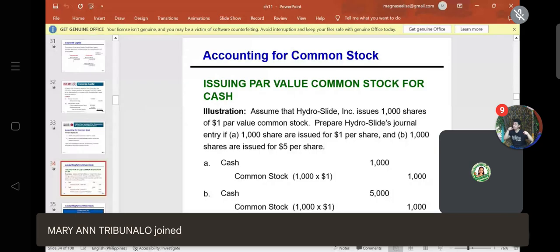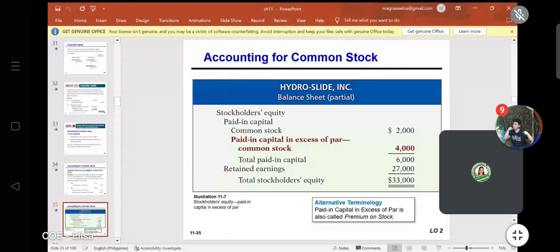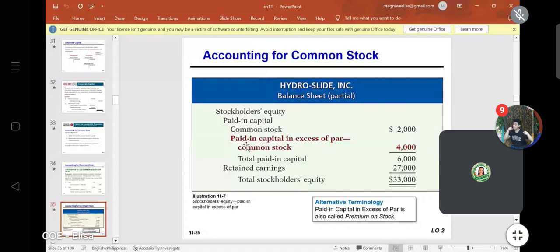So this is the presentation. You have here paid in capital, then retained earnings, then the details of the paid in capital. You have common stock of 2,000, meaning we issued 2,000 shares times $1. And this is the 1,000 times 4 from the stock we sold at 5. So 1,000 of that will be reported here, and the 4,000 of that will be reported in the account in excess of par. Then the total paid in capital, retained earnings, and total stockholders' equity.